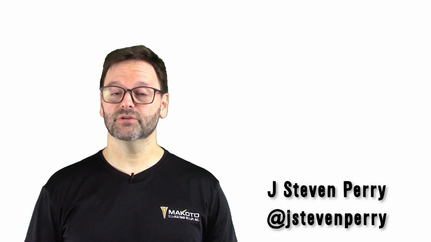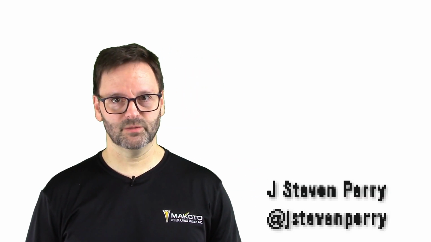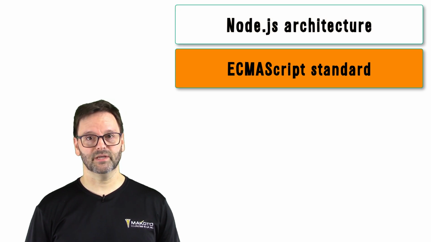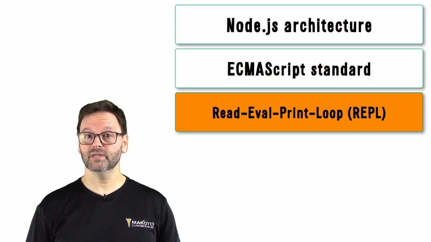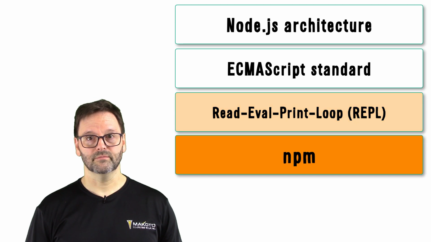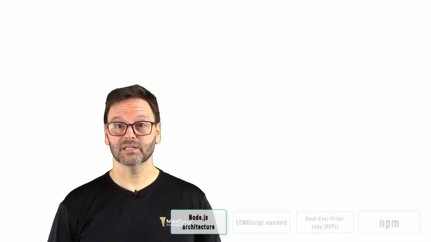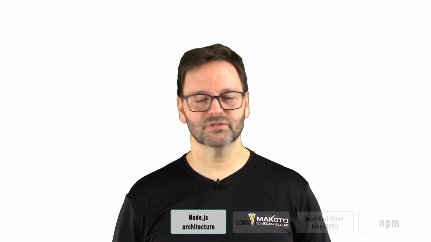This video accompanies Unit 3 of the Node.js course available from IBM Code. In this video, I'll give you a tour of Node.js. First, we'll look at the Node.js architecture. Then we'll take a quick look at the ECMAScript standard. Then I'll give you a tour of the Read-Eval-Print-Loop, or REPL. And we'll take a quick look at NPM, Node's package ecosystem. Links to everything you see in the video are available in the video description. We have a lot to cover, so let's get started.